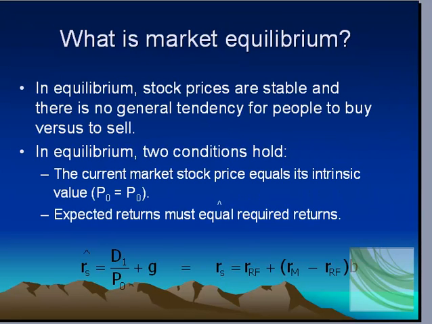In equilibrium, stock prices are stable and there is no tendency for people to buy or sell. Two conditions have to hold true. The current stock price equals its intrinsic value, otherwise trading is going to happen. And expected returns must equal required returns. But usually investors have different required rates of return, so the stock is not always valued at its intrinsic value. Either it's overpriced or underpriced. And that concludes this chapter.